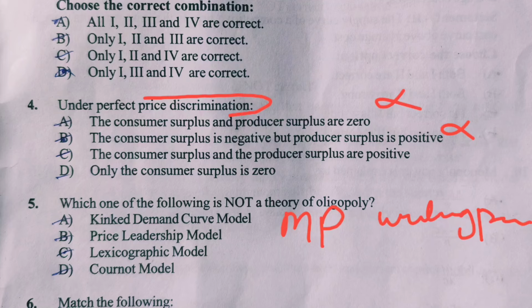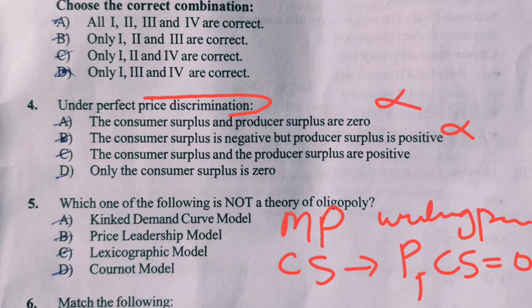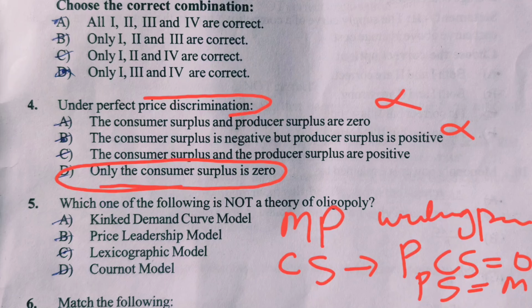That means all the consumer surplus is exploited by the producers. That means consumer surplus will be 0 and producer surplus will be maximum in case of perfect price discrimination. So only consumer surplus is 0. Yes, this option seems to be correct. So the correct option should be D option.